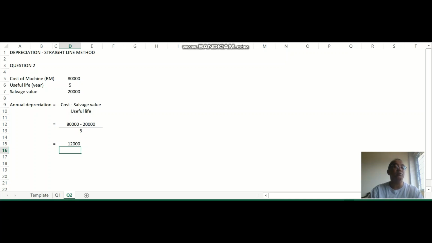So for the annual depreciation, if we have a salvage value of 20,000, we have an annual depreciation of 12,000. This 12,000, again, we will put in the statement of profit and loss in the expenses section. So every year, the depreciation expense for this machine is 12,000.